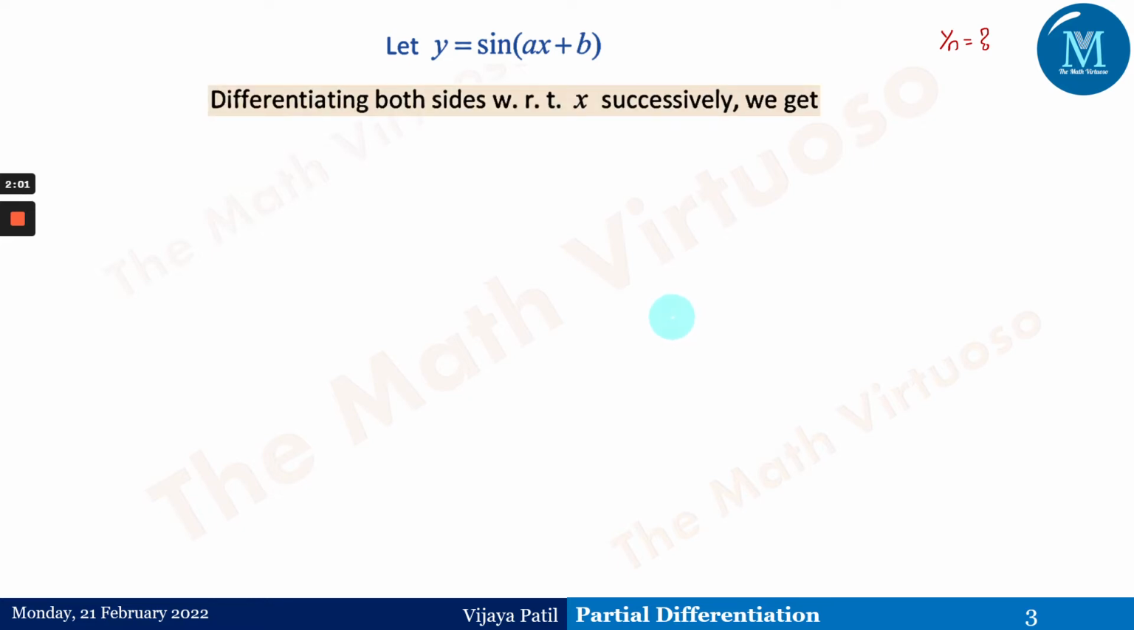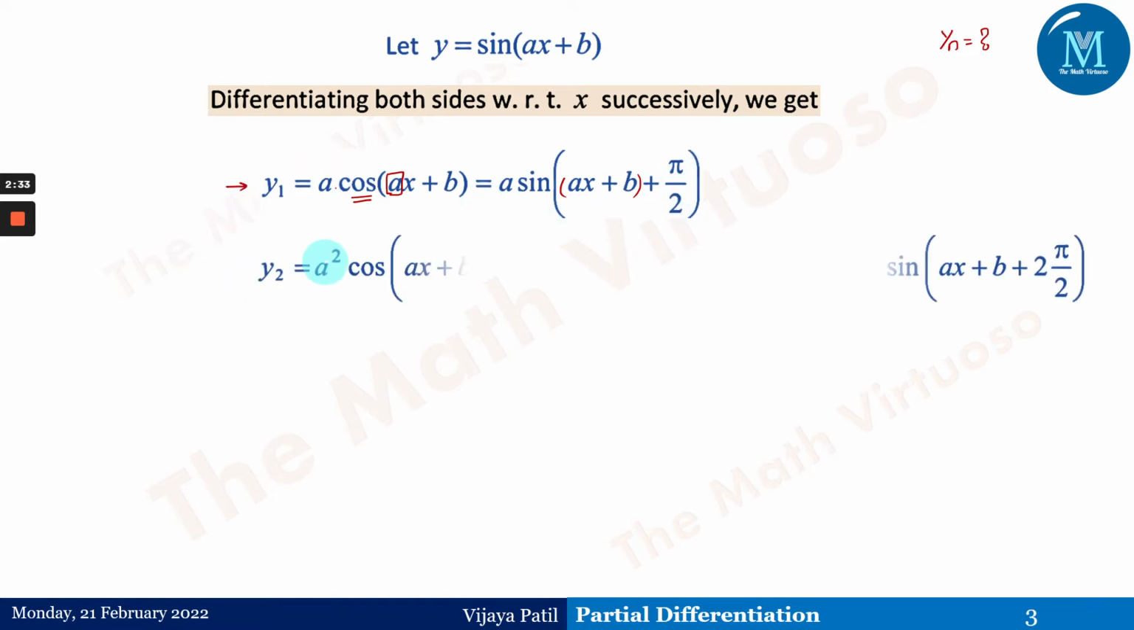Now differentiating both sides with respect to x successively, we get y1 is equal to a into cos of ax plus b, since the differentiation of sine is cos, and this a is coming out from here. Now this cos can be converted into sine by adding pi by 2 to ax plus b. So we can rewrite this as a sine of ax plus b plus pi by 2. That is what we have as y1. Similarly, y2 is nothing but one more a will come out. Sine differentiation is cos, so a square cos of ax plus b plus pi by 2.